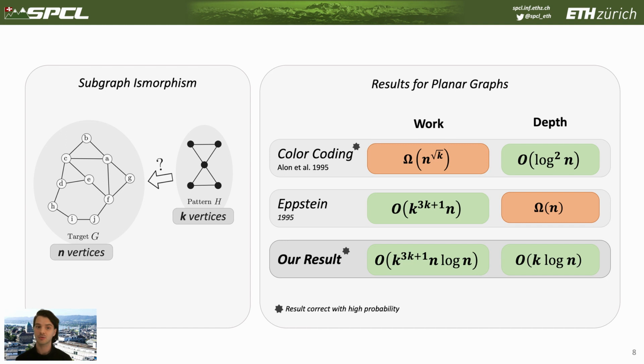Our randomized algorithm is based on the approach of Epstein, but we reduce the depth significantly. The depth is only linear in the size of the pattern and logarithmic in the size of the target. This comes with a logarithmic work inefficiency. We might also want to count or enumerate the occurrences, but for simplicity, I will focus on the decision version of the problem in this talk. All the ideas can be generalized to the counting or enumeration of occurrences as well.